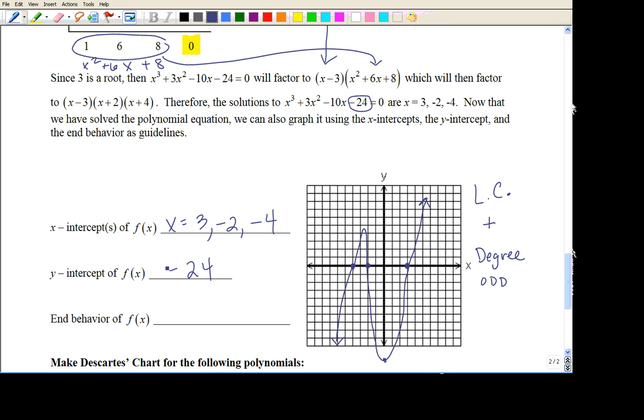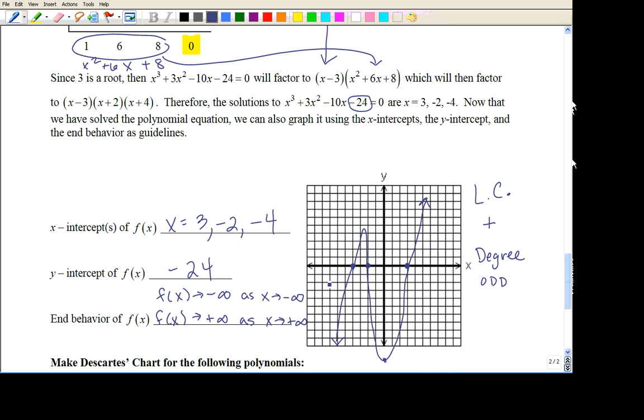Finally, the end behavior of f of x. So we have f of x approaches -infinity as x approaches -infinity, and f of x approaches positive infinity as x approaches positive infinity as well.